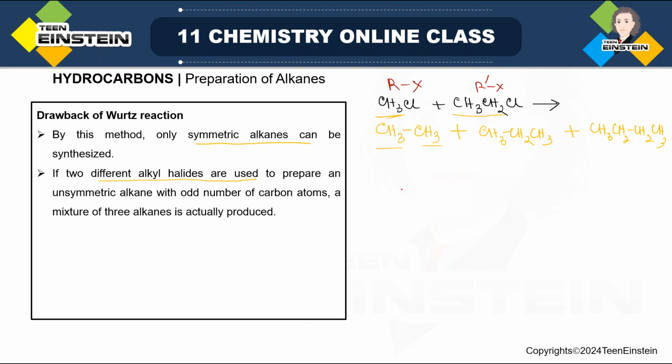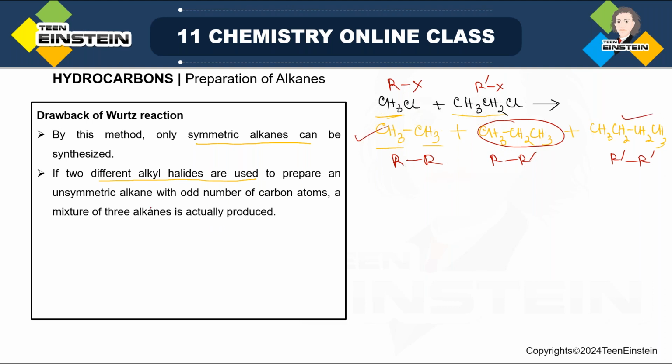That means you have started with RX and R'X. So if this is RR, this is RR', and this is R'R'. You are basically getting two extra products. Only RR' is the desired product, but these two are extra, which we get as byproducts.